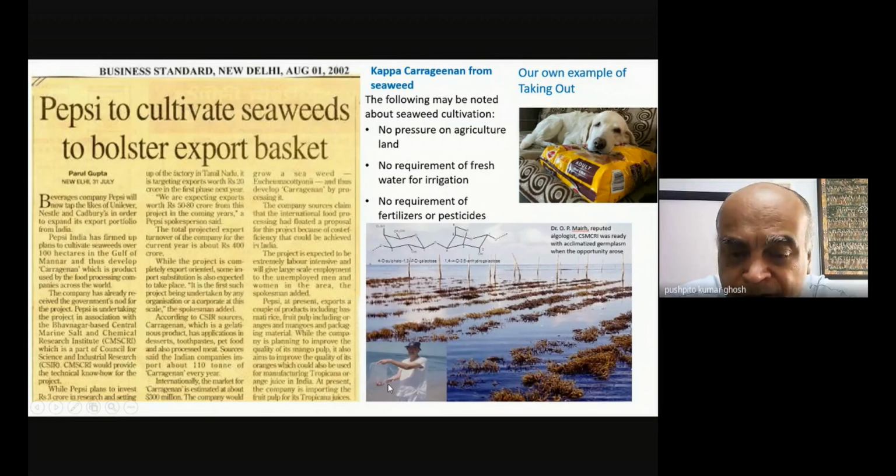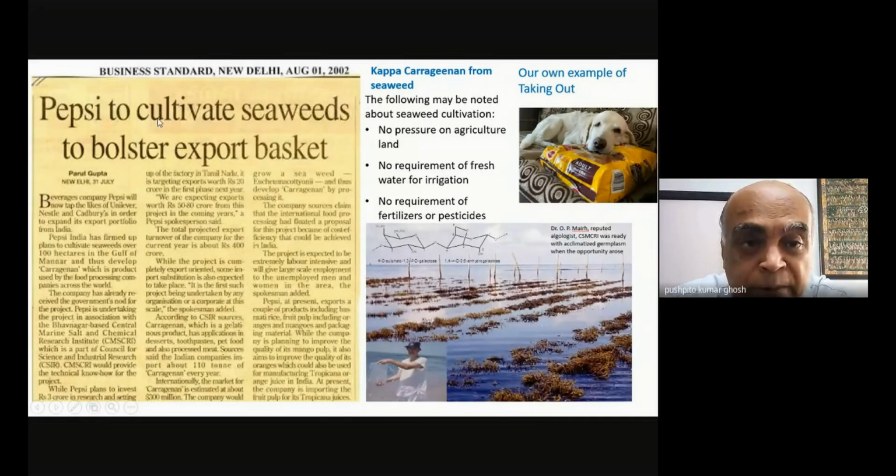Dr. O.P. Meyer has got this. Maybe we can try and do a large scale cultivation. We also had some natural seaweeds which gave this material. Unfortunately, the total stock was very limited. So we knew that that cannot serve the purpose. But initially, it was important because it got Pepsi interested. Within a year or two, we licensed the technology to Pepsi.